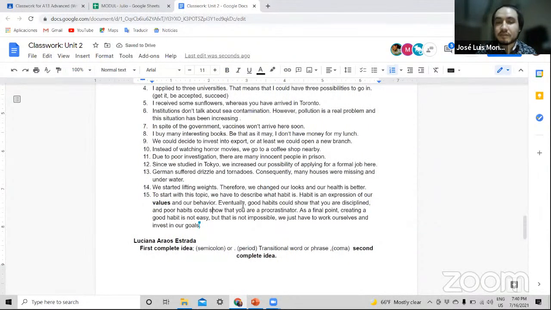Values and our behavior. Eventually, good habits could show that you're disciplined, and poor habits could show that you are a procrastinator. Good, very good, and period. Perfect. So far, very good. Just be careful with that word over there. And in the last part, as a final point, creating a good habit is not easy, but it's not impossible. That is the first idea. It seems that after that, you have a complete idea. So this comma is incorrect here. Why? Because you have the first complete idea.